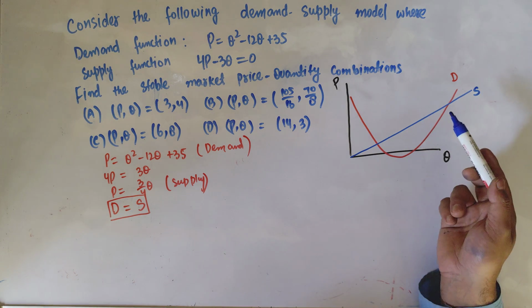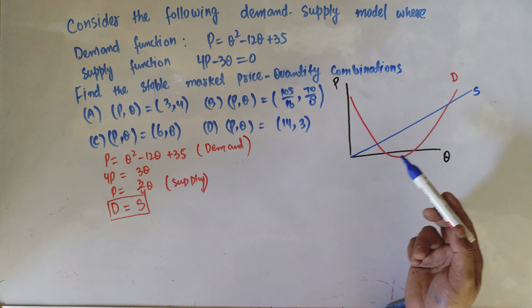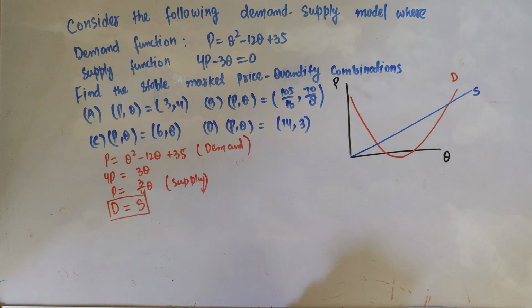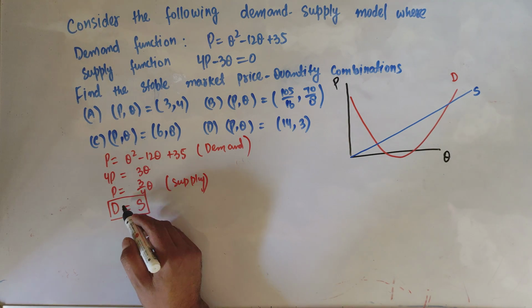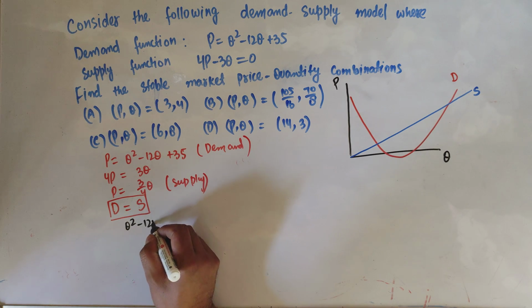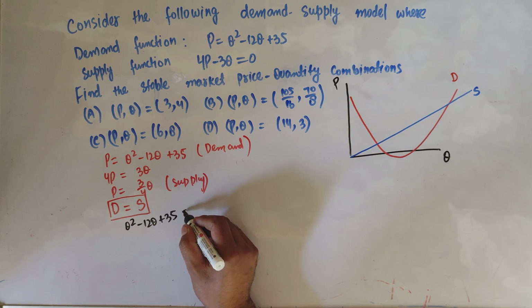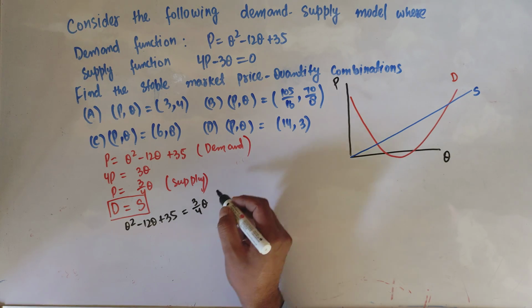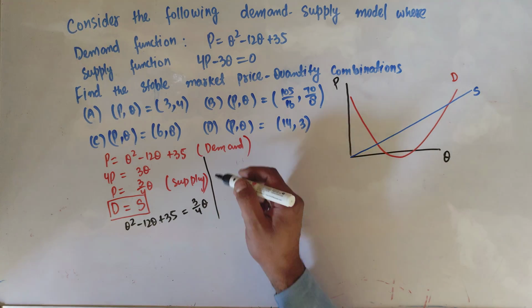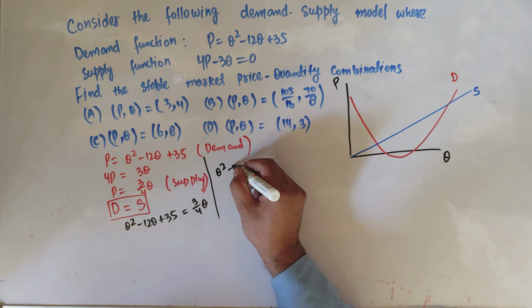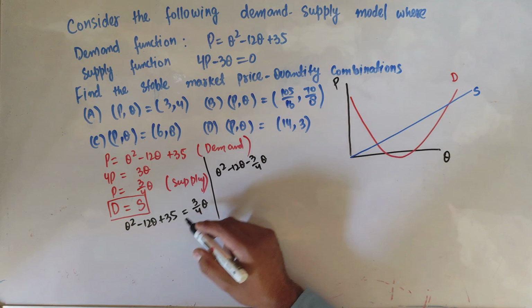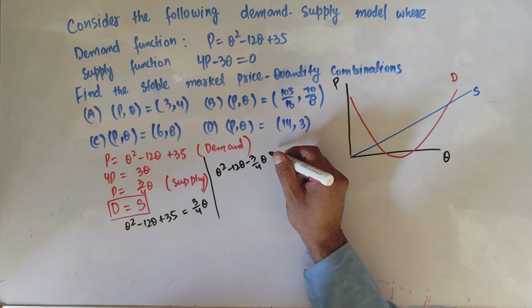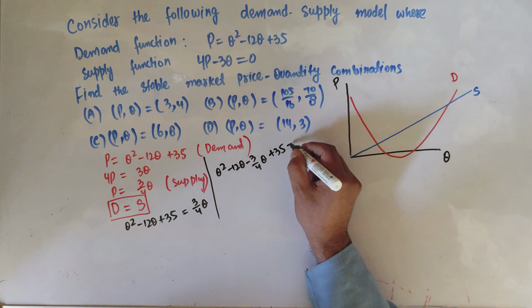Now I have drawn a rough sketch, but I will explain how we got the two intersection points. We know that at equilibrium supply should intersect the demand. So demand intersecting supply means we equate this equation with this equation. So we have Q square minus 12Q plus 35 equal to 3 upon 4 Q. We need to solve this equation. So can we rewrite it like this? Q square minus 12Q, transposing this here, it becomes minus 3 upon 4 Q, then plus 35 equals 0.